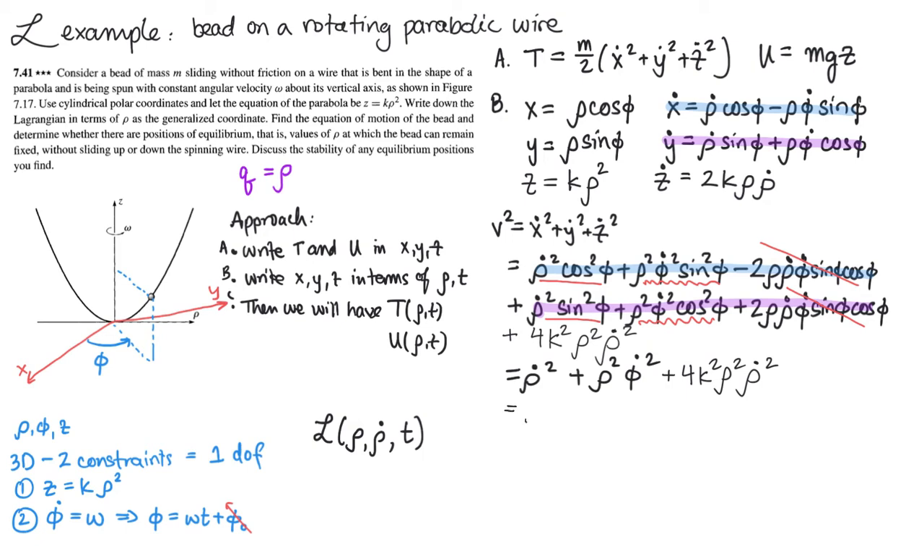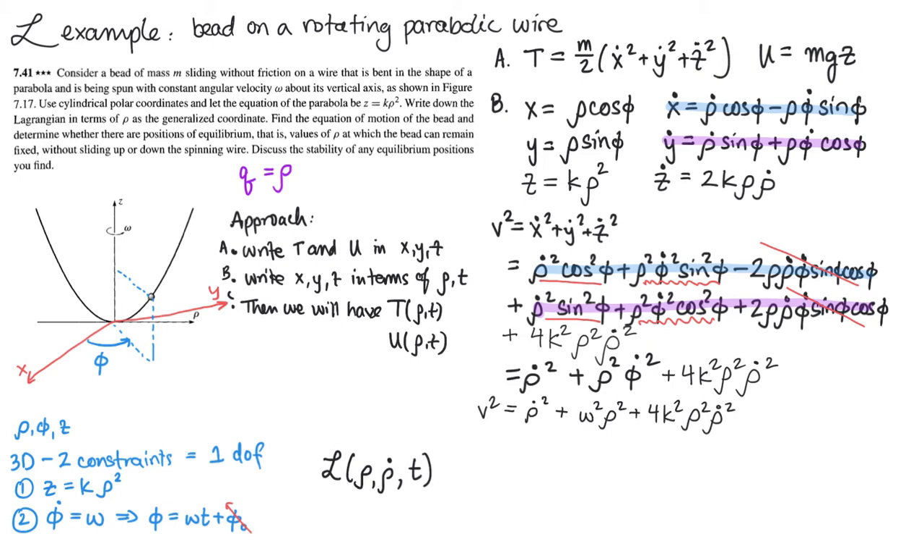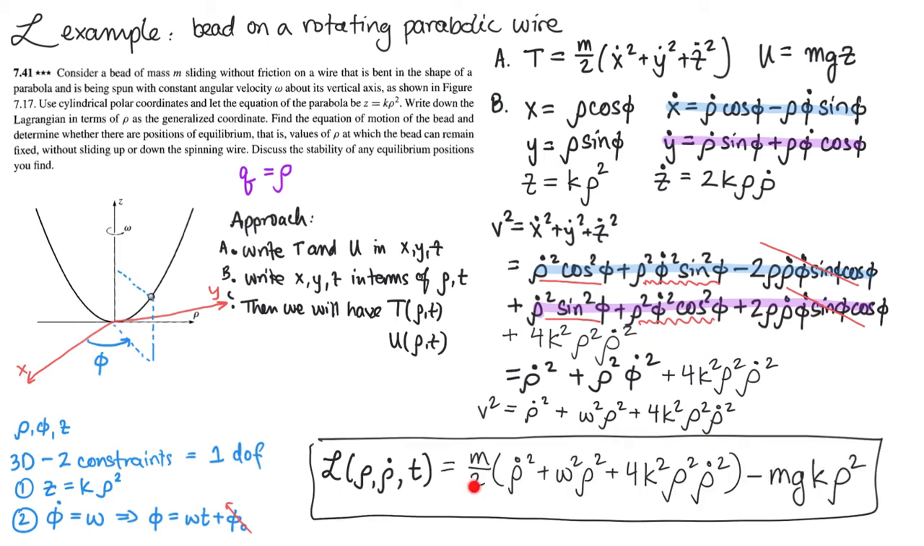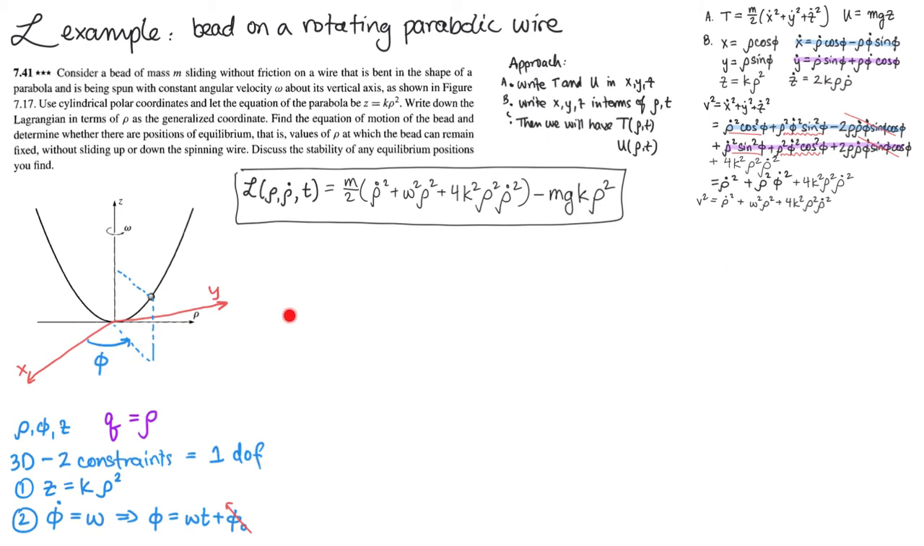So we have here rho dot squared plus omega squared rho squared plus 4k squared rho dot squared. That's our v squared. And so when all is said and done, we finally end up with an expression for the Lagrangian. As shown here, it's m over 2 v squared minus mg times the height z. So I've moved things around just to buy us some space here.